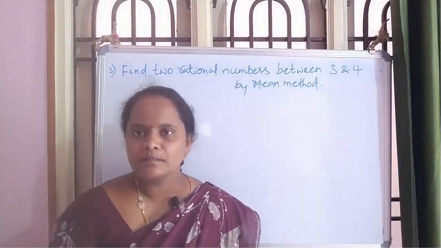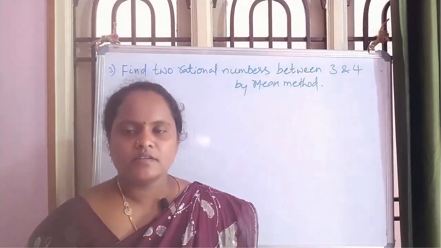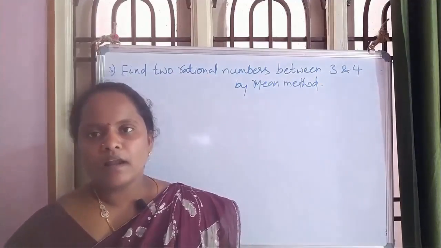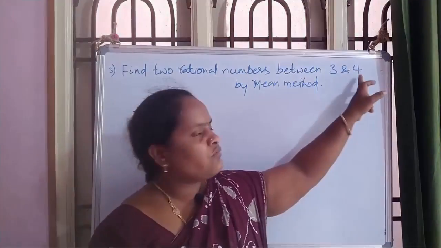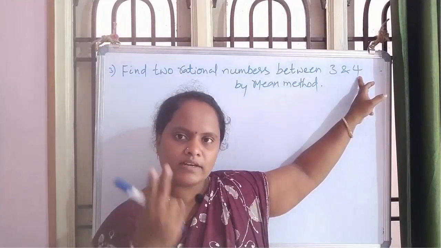So what is mean? The other name of mean is average. That is nothing but the sum of the quantities divided by the total number of quantities. So here 3 and 4 are two numbers, so the total number of quantities is 2.